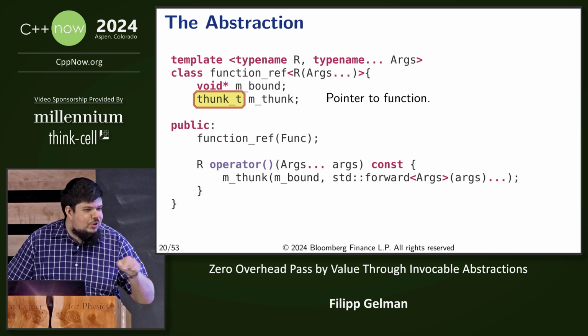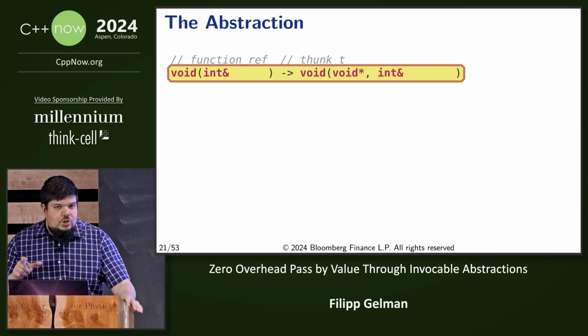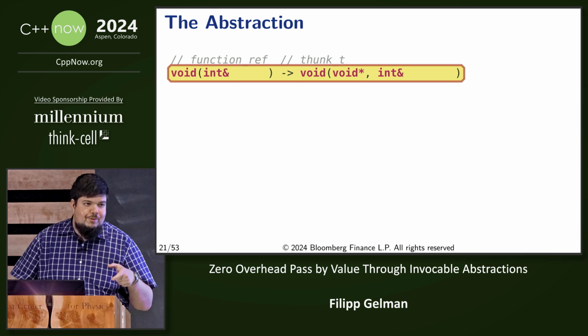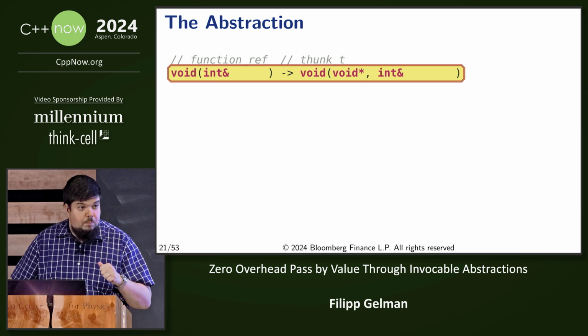And typo, that should say return. But moving on. This is going to be a little table, and the way to read it is: on the left, you have how the function ref is specified. And on the right, you have the type of the thunk function pointer.